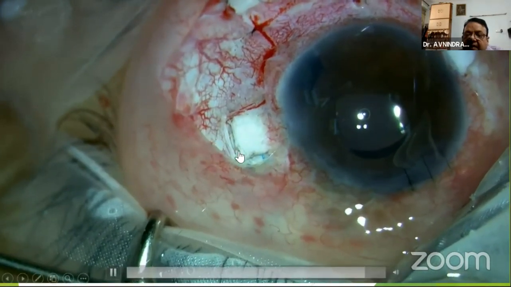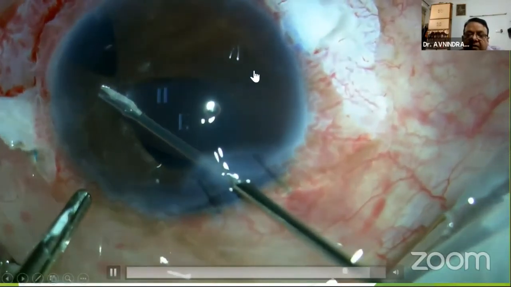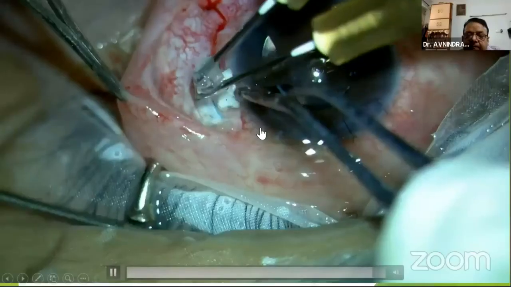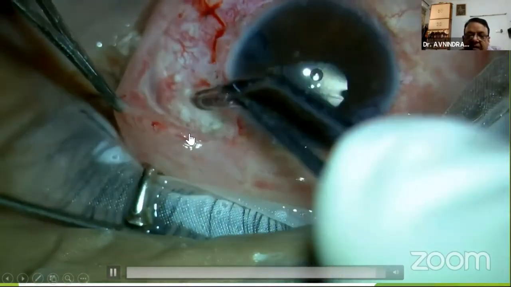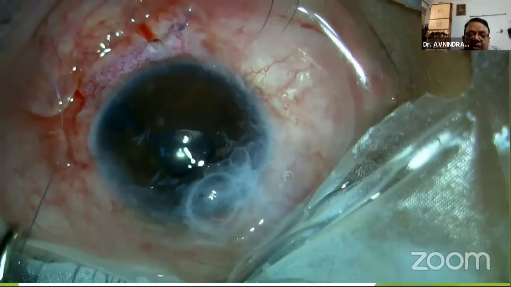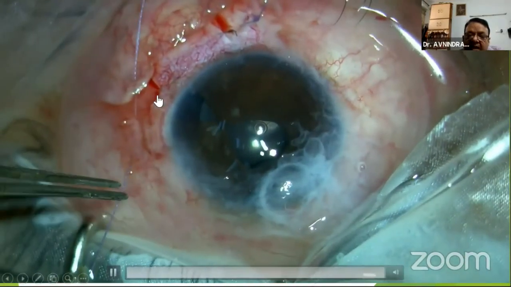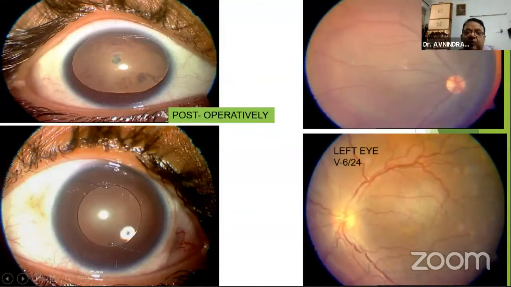And you can see we have created a pupil. The sutures are cut and the glue is placed over the flaps. And as in all glaucoma patients, the conjunctiva is stitched nicely. And this patient improved to somewhere around 6/12 vision.